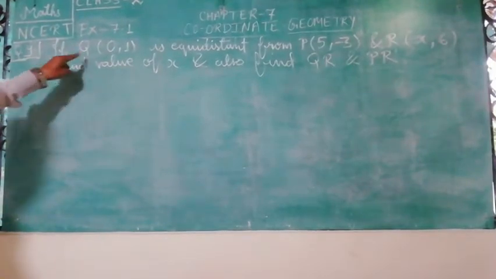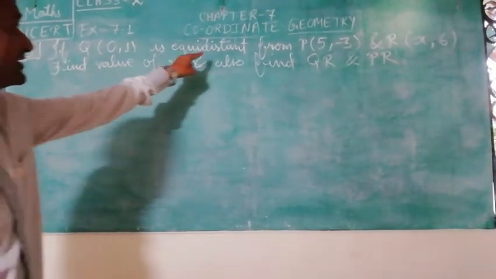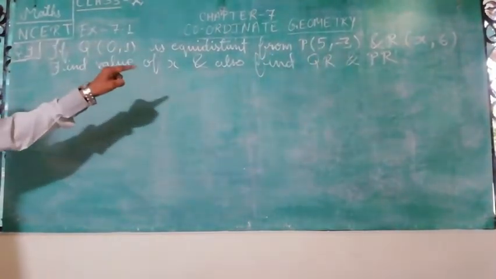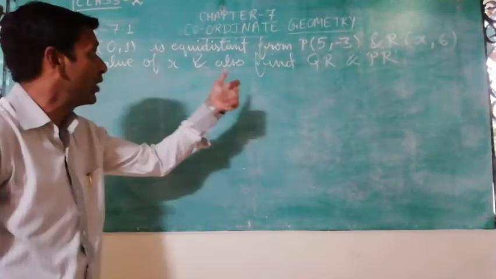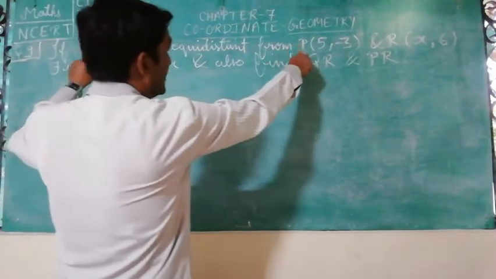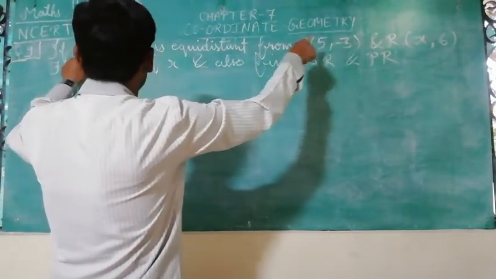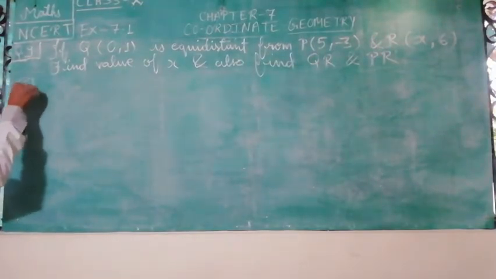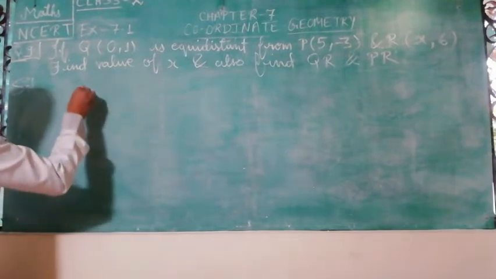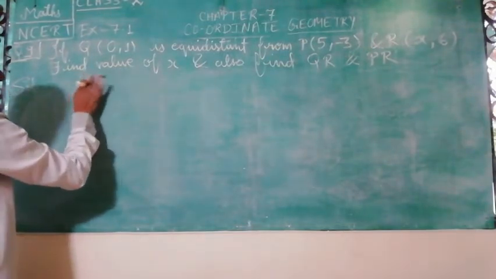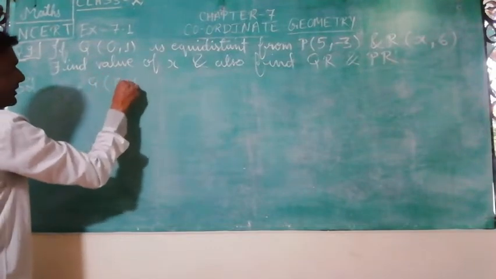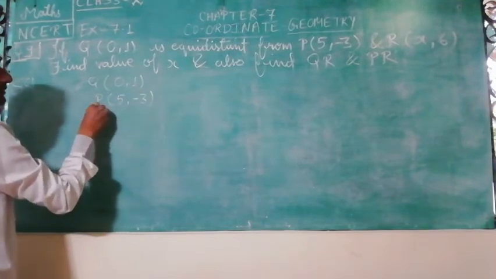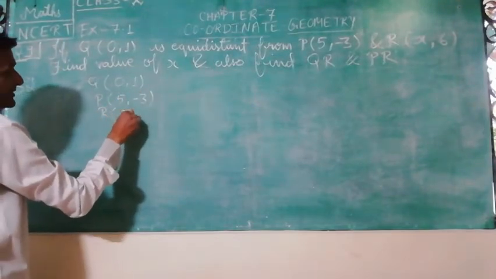Now see question 9. If Q having coordinates (0, 1) is equidistant from P, that is (5, minus 3), and R, (x, 6). Find the value of x and also find QR and PR. Of course QR and PR are equal values. No, PR and QR, they are different. Let us see how it will be solved. First of all, we have to write the coordinates. Q is equidistant, that is (0, 1), from P, that is (5, minus 3), and R, that is (x, 6).